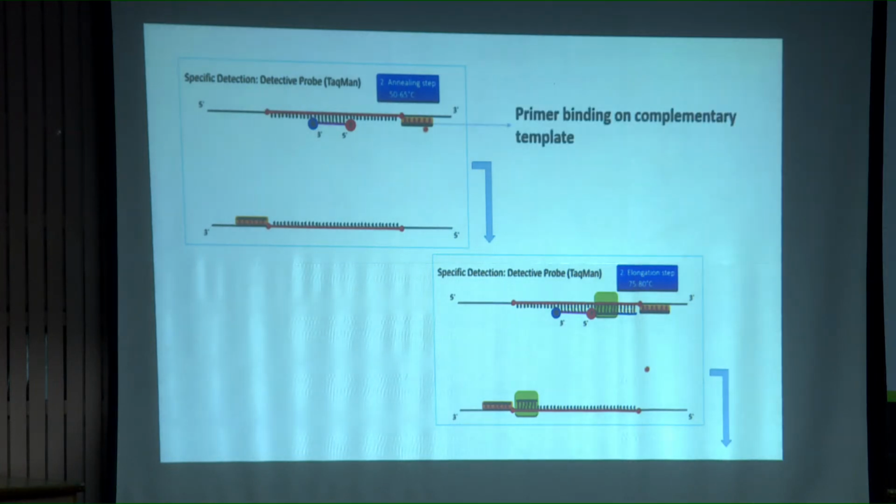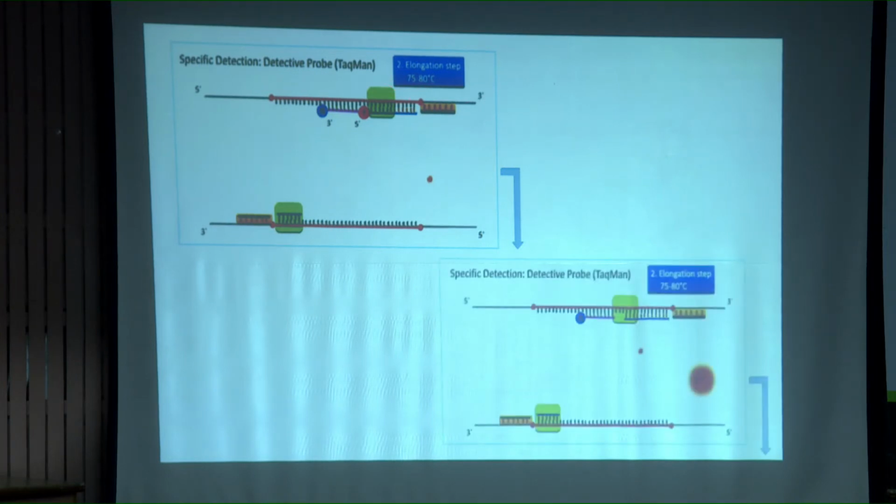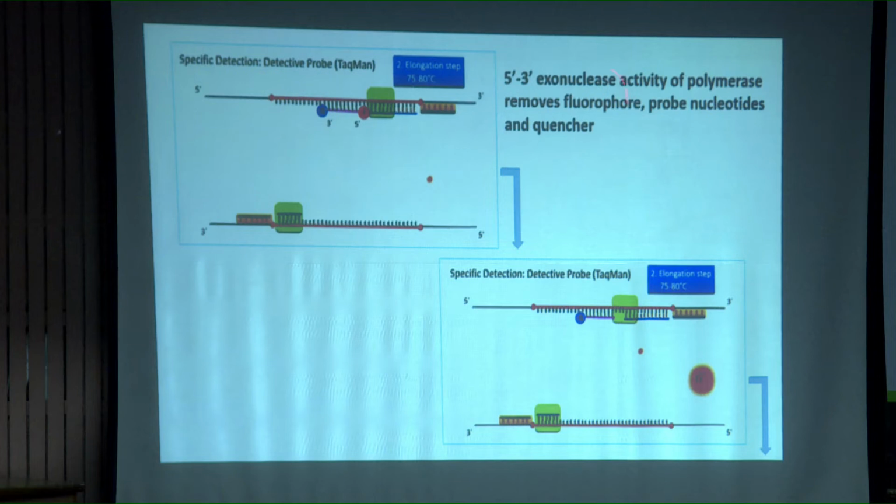The primer binds on the complementary strand, with DNA polymerase. Now what happens? The elongation starts. When it elongates, the 5' to 3' exonuclease activity of the polymerase removes the fluorophore, the probe nucleotides, and also the quencher. Now the fluorophore emits fluorescence after detachment from the quencher, right?